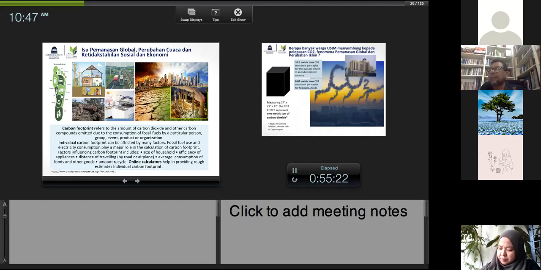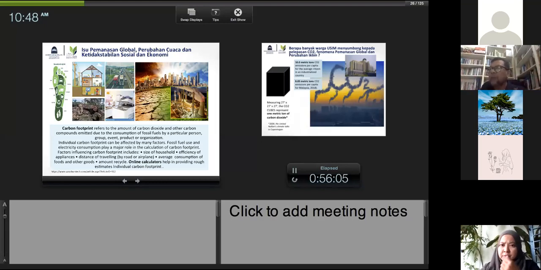Okay, just an introduction to you, just to be aware, you are actually making a big decision. The impact is related to global warming, and at the micro level, you are actually influencing people with their own carbon footprint. What is carbon footprint? Carbon footprint refers to the amount of carbon dioxide and other carbon compounds emitted due to the consumption of fossil fuel by a particular person, a single person, group, event, product, or organization.